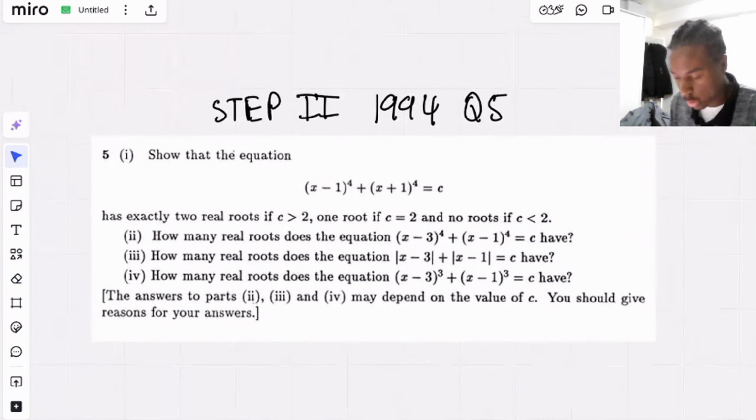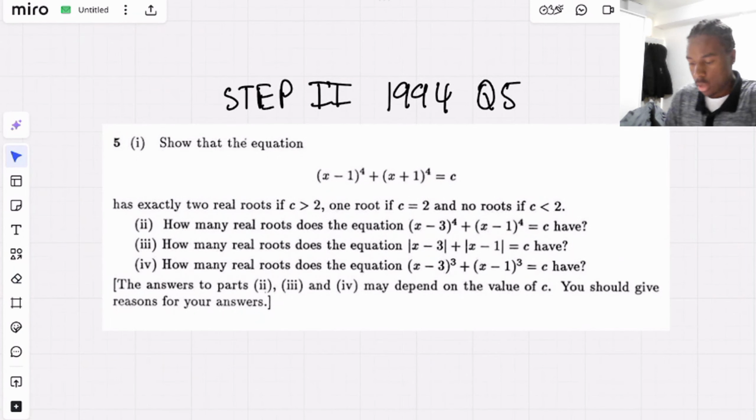Okay, let's get straight into it. So we have this equation here and we want to show that it has exactly two real roots if c is greater than 2, one root if c is equal to 2, and no roots if c is less than 2.